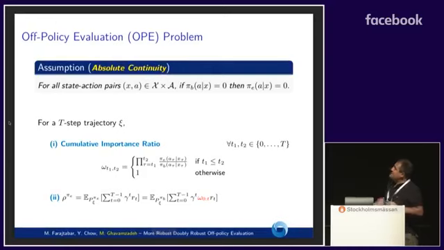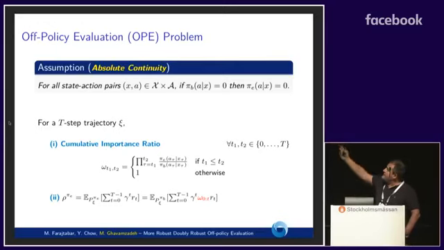Okay, so this is also some notation. The first, the absolute continuity assumption, is very standard in importance sampling, basically saying that if you have an action that has 0 probability under the behavior policy, it should have 0 probability under the evaluation policy, just to make this ratio not blow up, and importance sampling is sound.